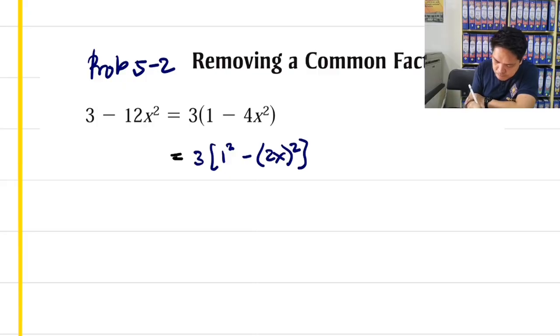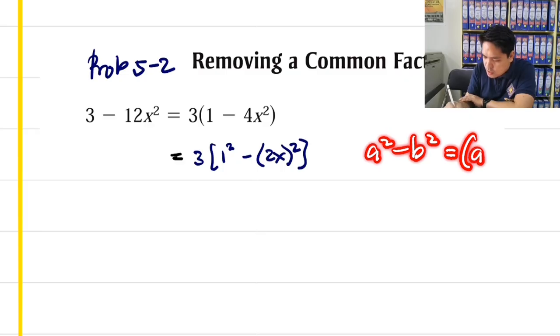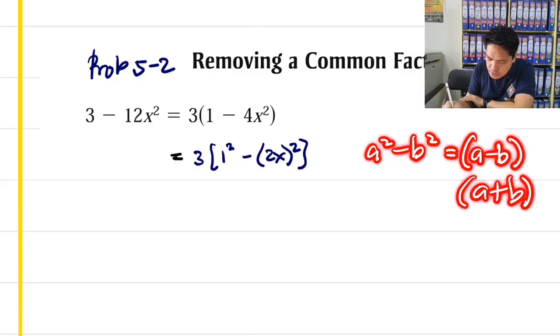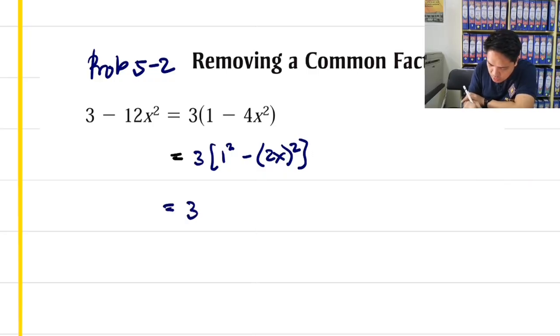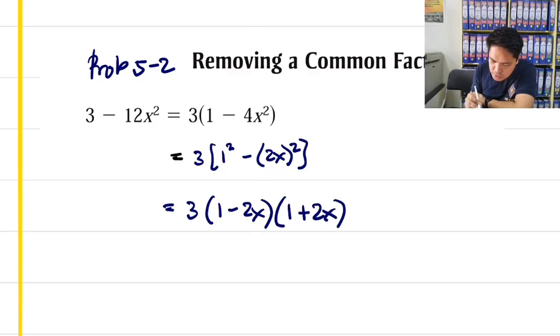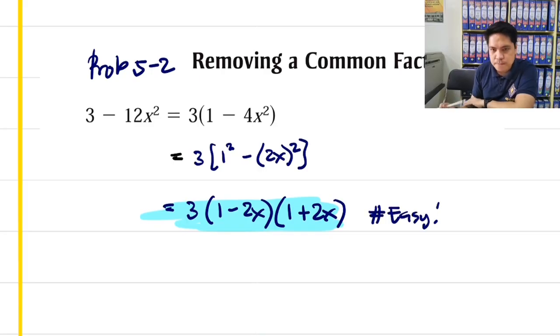Okay. So therefore, if this is a squared minus b squared, the factors are conjugate factors, a minus b and a plus b. So if a is 1 and b is 2x, then we could rewrite this as 1 minus 2x and 1 plus 2x. So this is the complete factorization of this particular problem. Easy lang. So hashtag easy.